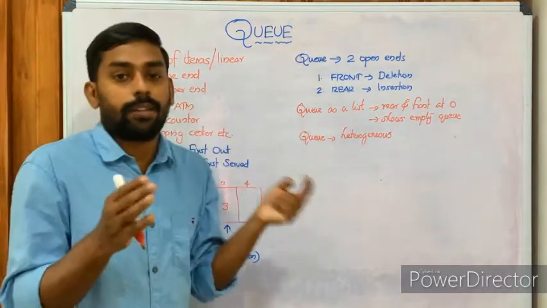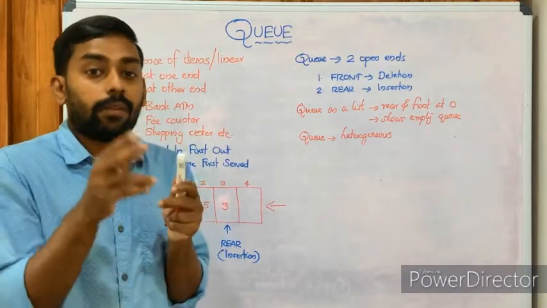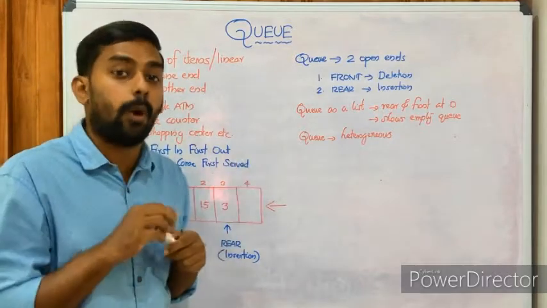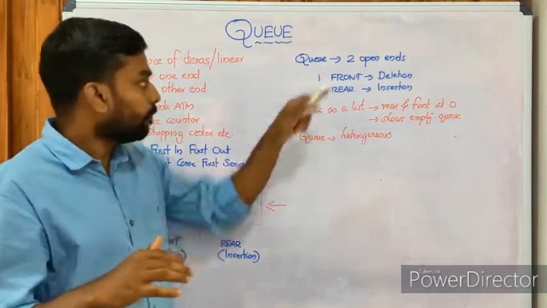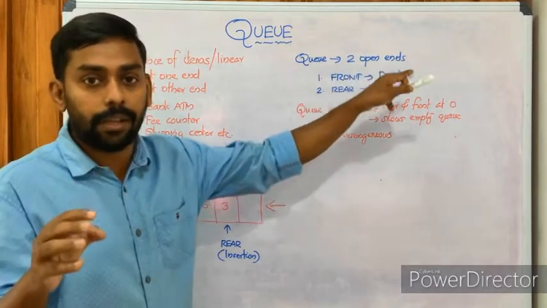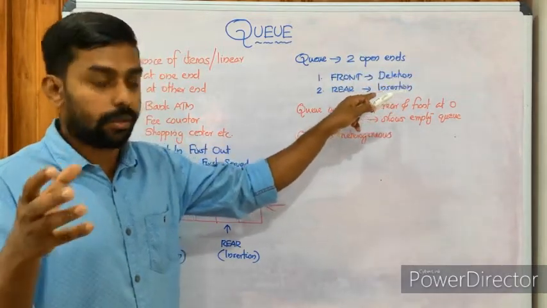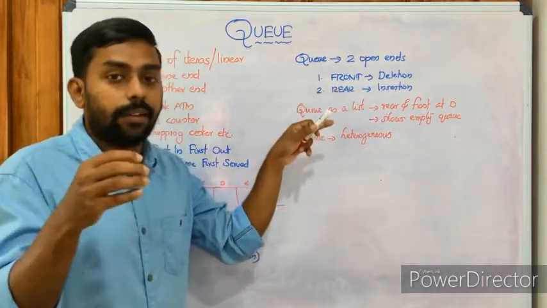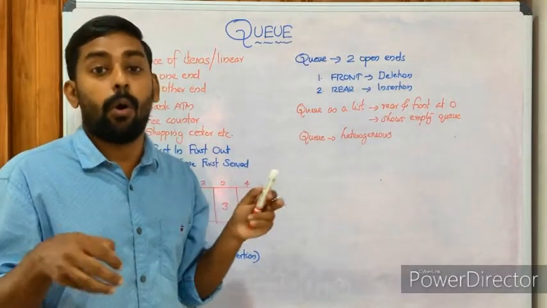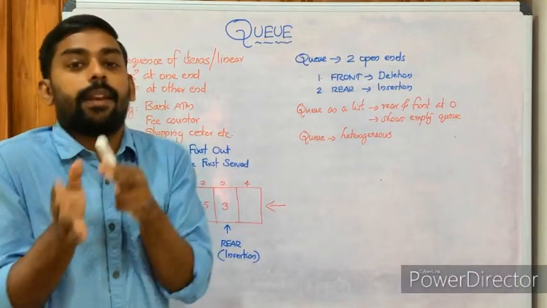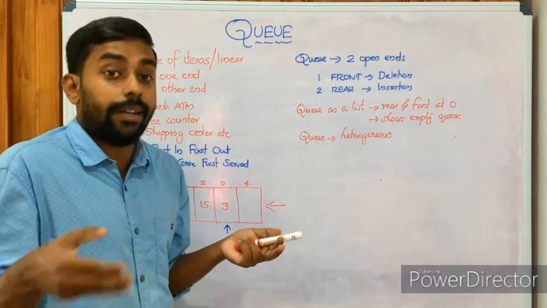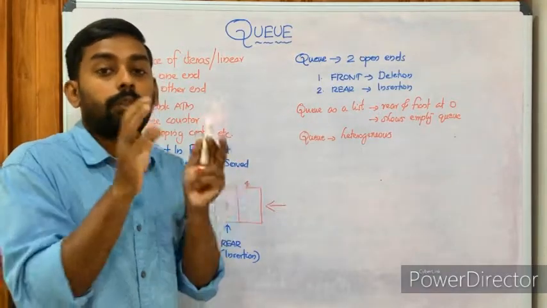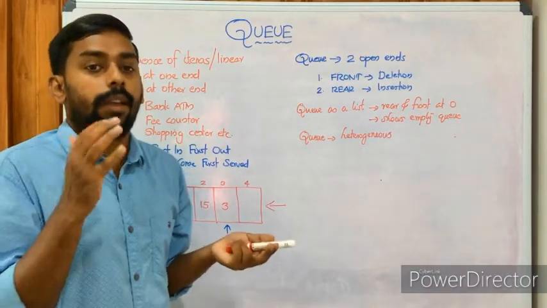Queue has 2 ends, right? In the case of stack we have only one open end, and it is called the top of the stack. But in queue we have 2 ends, front and rear. Through front we perform deletion, through rear we perform insertion. Then, queue as a list: when we create a queue as a list, both rear and front point to 0, or the value of both rear and front will be 0. It indicates an empty queue or an empty list. Initially both front and rear point to 0, showing an empty queue.